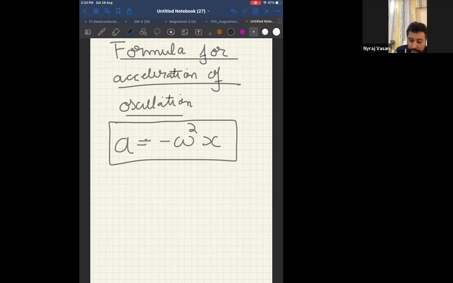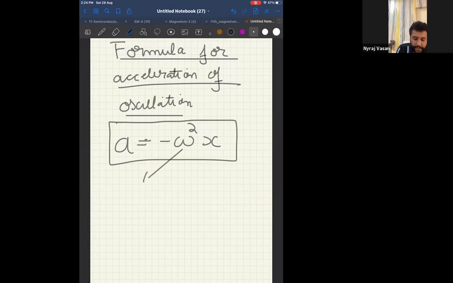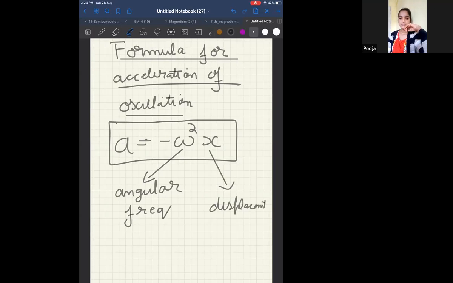Now, can you predict what omega stands for and what x stands for? Think and tell me. Omega stands for angular frequency, correct? And what does x stand for? Displacement. x stands for displacement.